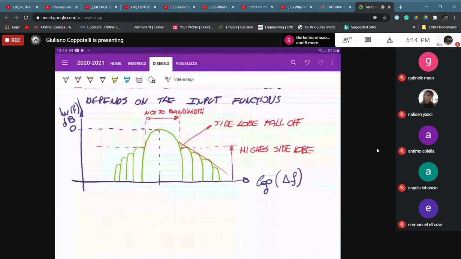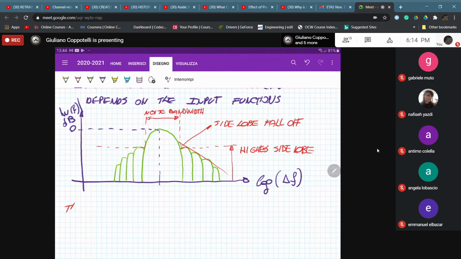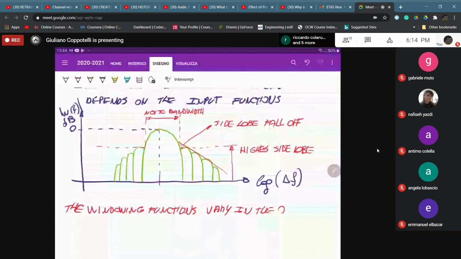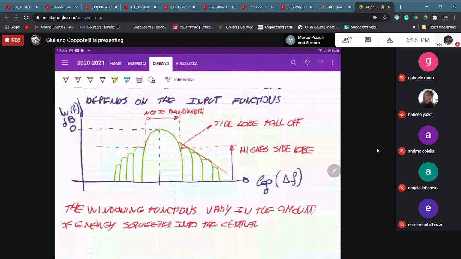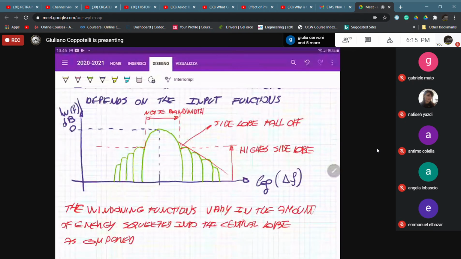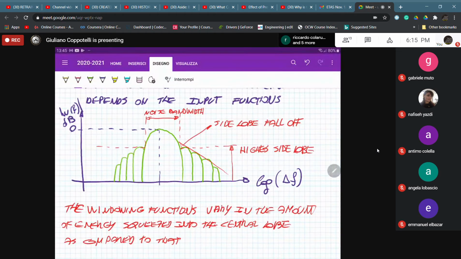Okay, so let me write that. The windowing function varies the amount of energy that is squeezed into the center lobe as compared to that in the side lobes.